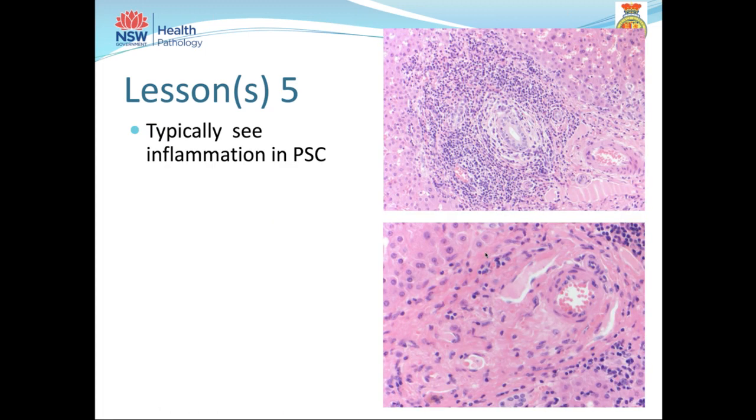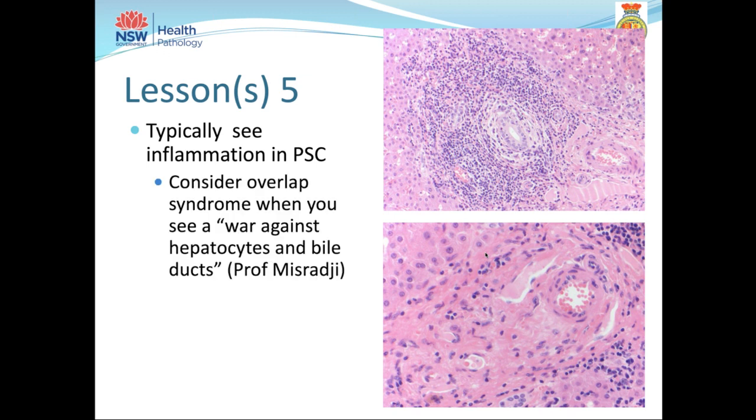Another issue that arises quite frequently is the diagnosis of overlap syndromes. This is a difficult area, and I've asked quite a number of very good pathologists over the years their approach, and the summary that I like best is from Professor Misraji, who says you should consider an overlap syndrome when you see a war against hepatocytes and bile ducts. So you really want to see florid changes of both before calling it, but it is a difficult area.